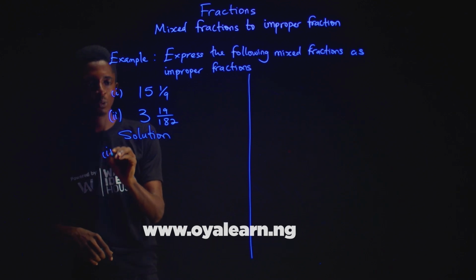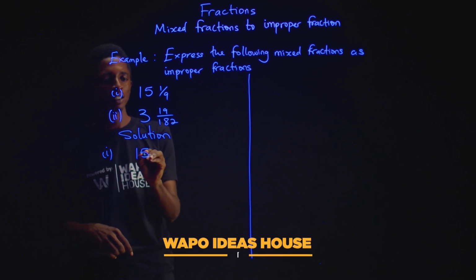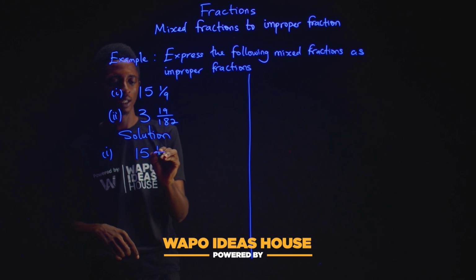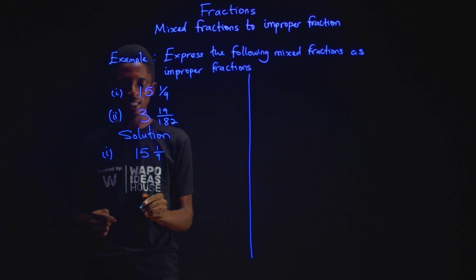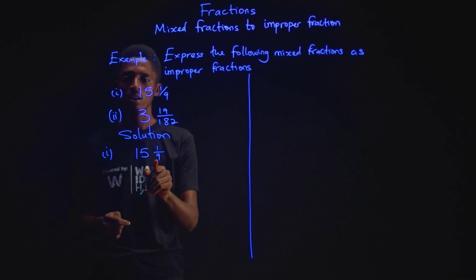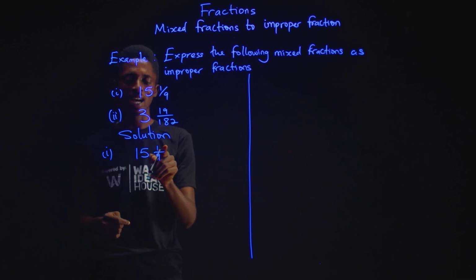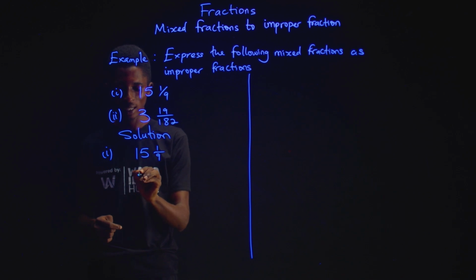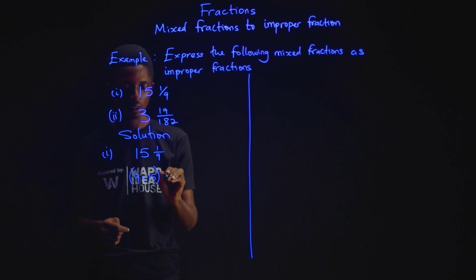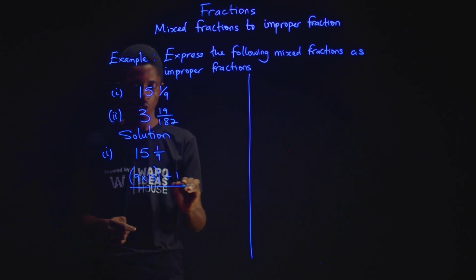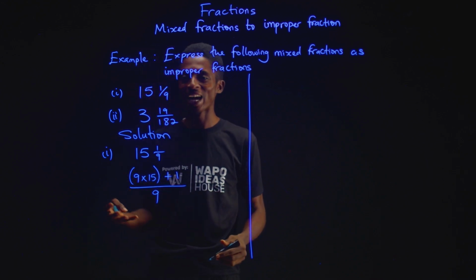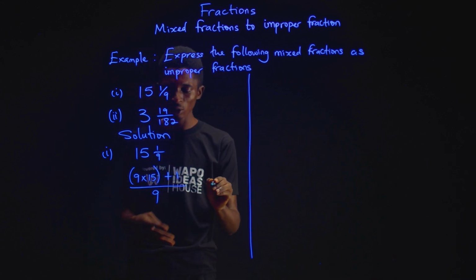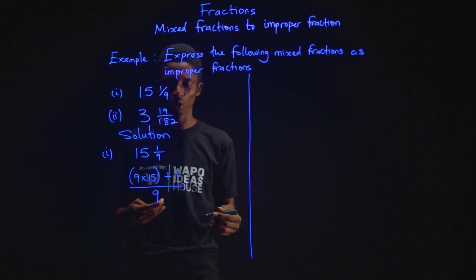So for the first part, we are dealing with 15 whole number 1/9. And what we do is we multiply the denominator by the whole number and then add it to the numerator. That is 9 times 15 plus 1/9. Now, what do you get when you multiply 9 into 15? You can quickly do that aside into your counting book or jotter.